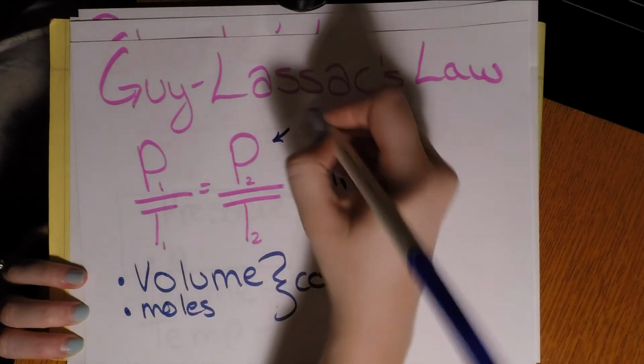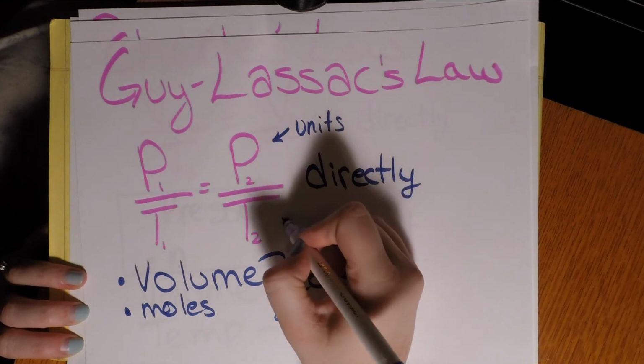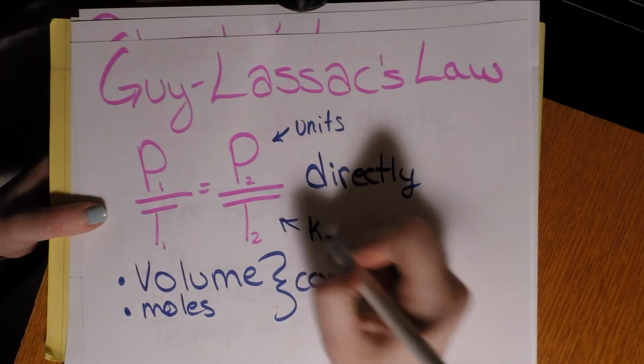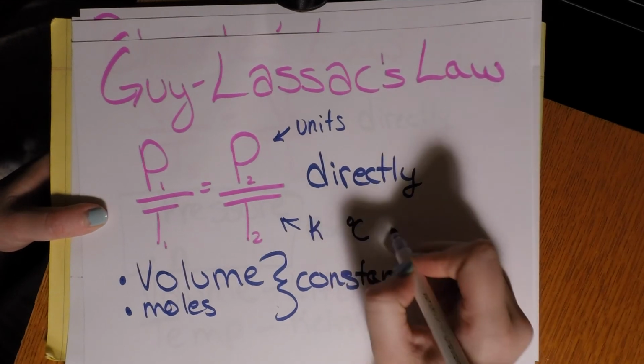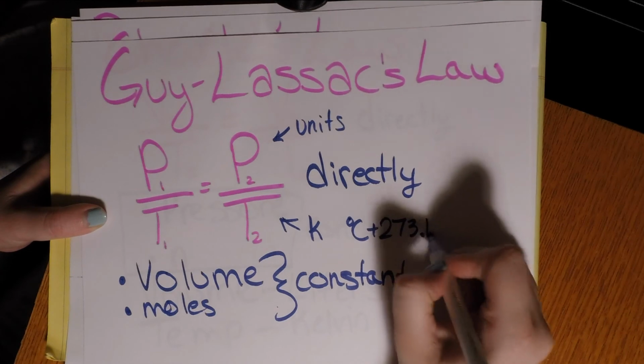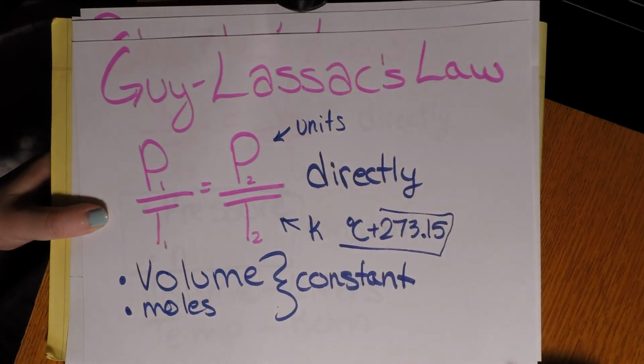Pressure can be in many units. And temperature, quiz yourself, what is temperature going to be in? It's going to be in Kelvin. We get Kelvin by taking degrees Celsius plus 273.15. This right here is a number worth memorizing.